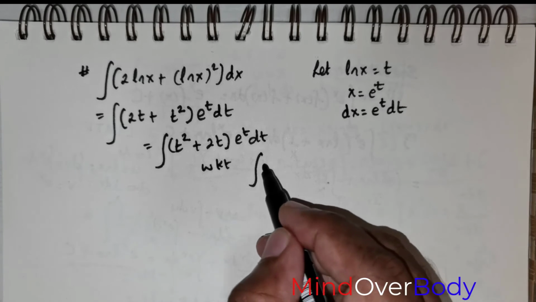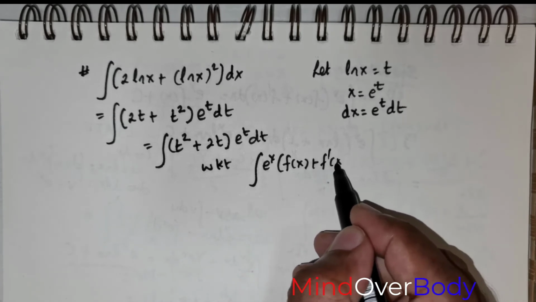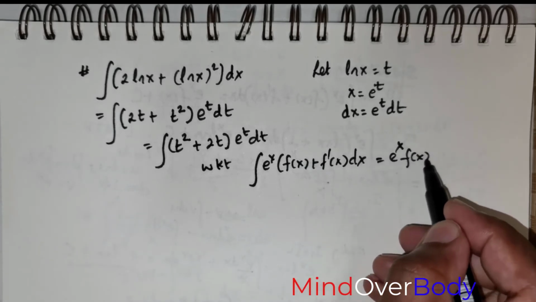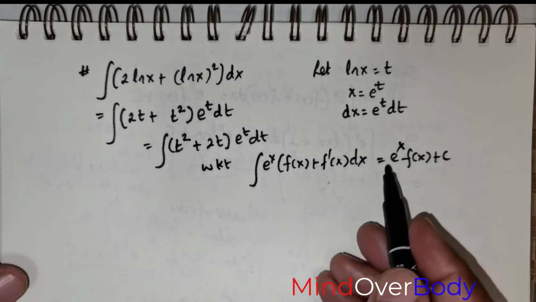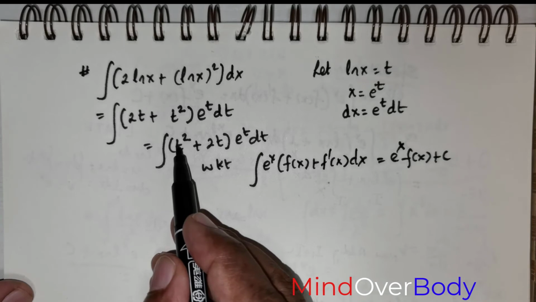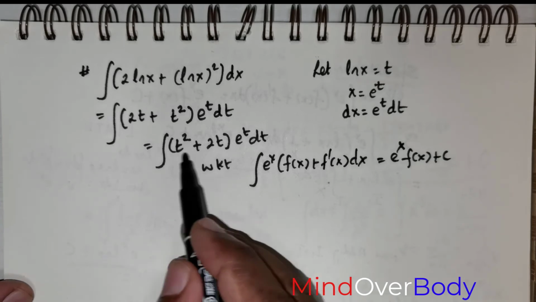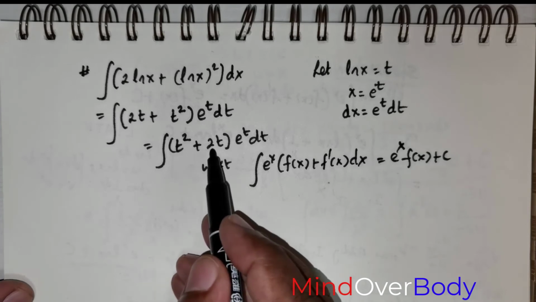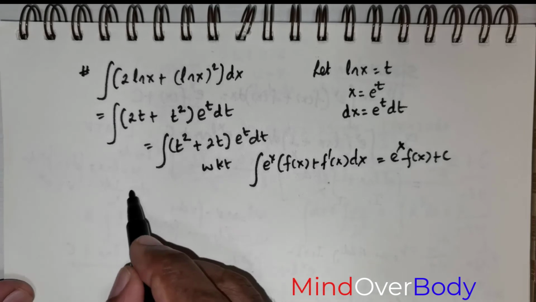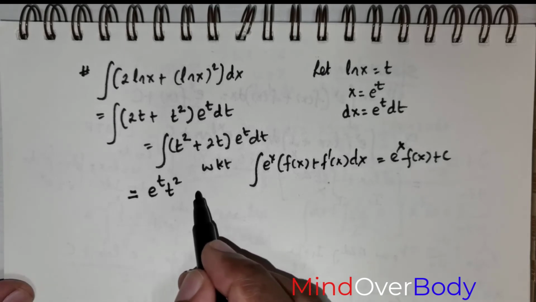What is that? The integral of e raised to the power of x times f of x plus f dash of x times dx is equal to e raised to the power of x times f of x plus c. Now based on this formula, we got f of x to be equal to t squared, f dash of x to be equal to 2t, and that is exactly what we have here, right? So the function and its differential are present, and that would mean the solution is going to be e raised to the power of t times t squared.